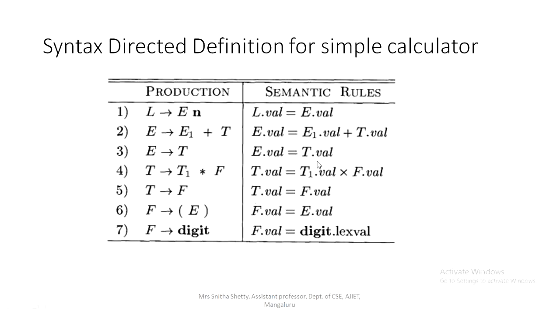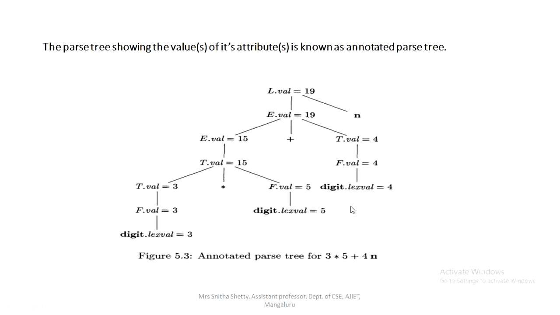Okay students, so you can write, or you can write E1 dot value bar T dot value bar plus. Okay, you can write in that way. So T1 dot value F dot value bar star, you can write like that. Okay, so next we can look at one parse tree.